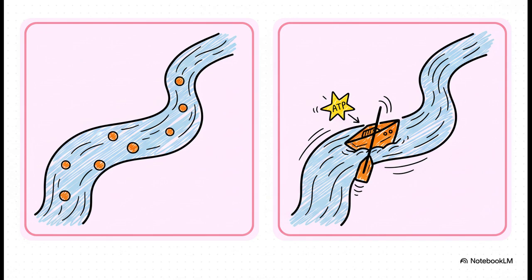Then you have active transport, which is the complete opposite. This is like paddling furiously upstream. It forces the cell to spend energy, this stuff called ATP, to pump things against their natural flow.